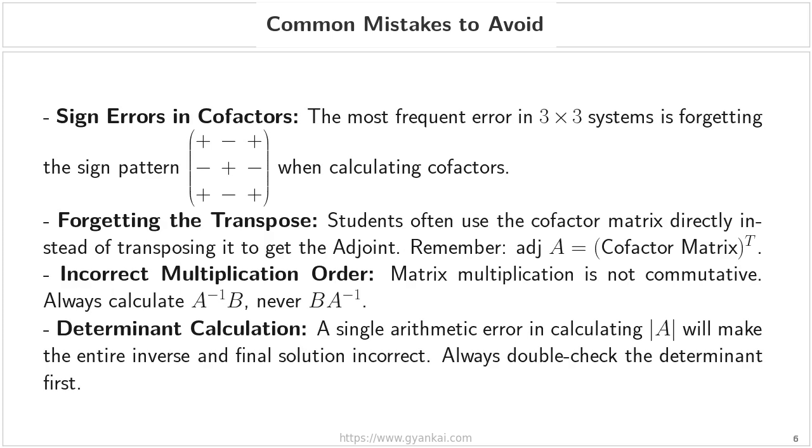Finally, be extremely vigilant with your determinant calculation. As we saw in our examples, the determinant is the foundation of the entire process. If you make even a single small arithmetic error while calculating the determinant of A, it will cascade through your cofactor calculations, your adjoint, and your inverse, making your final solution completely wrong. My best advice is to always double-check your determinant calculation before moving forward. With these precautions in mind, let's wrap up with a quick summary of the key takeaways from this entire lesson.